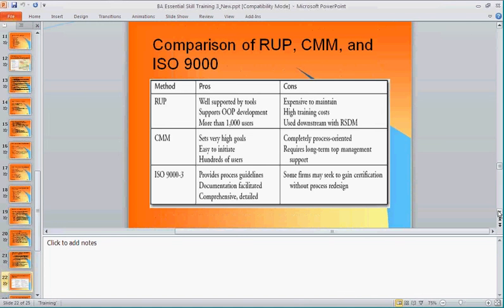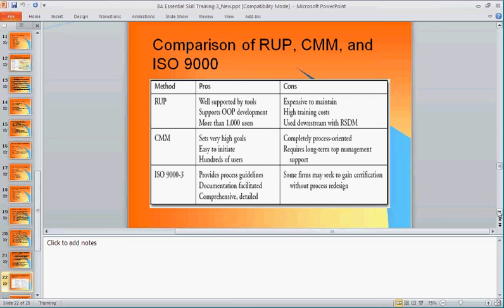So RUP is a software improvement process. CMM is also a software improvement process, and so is ISO, right? However, RUP is also an SDLC model. CMM and ISO are not SDLC models, right? There is no development in CMM and ISO, are there? They are not development models, that's correct? It does not matter which methodology you use, so long as you meet the requirements in order to get CMM certified or to get ISO certified, correct?